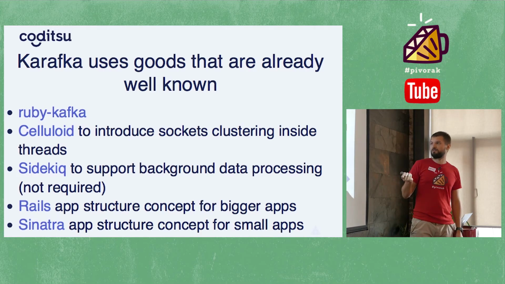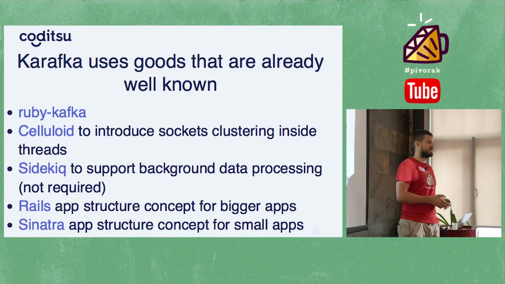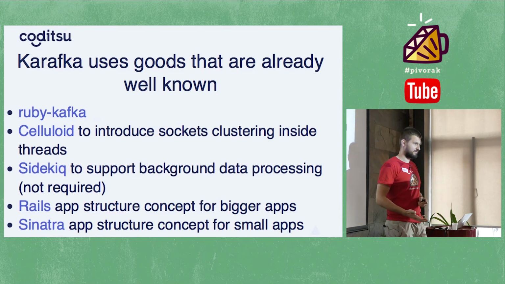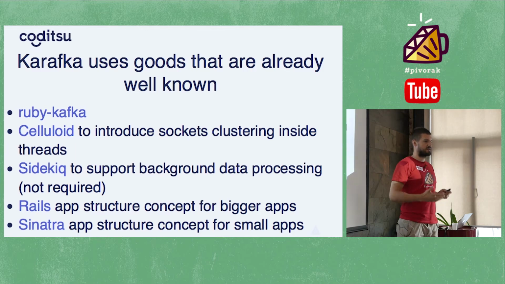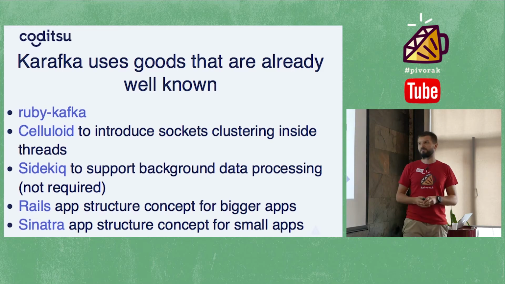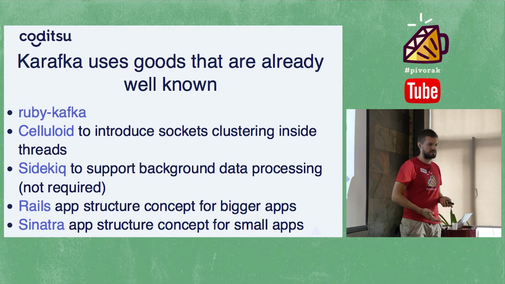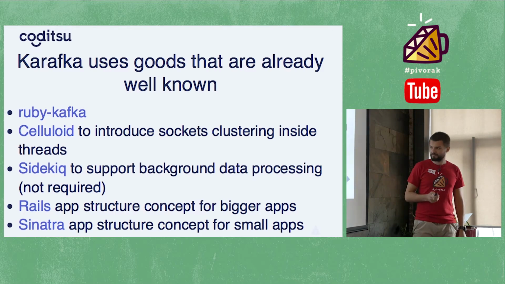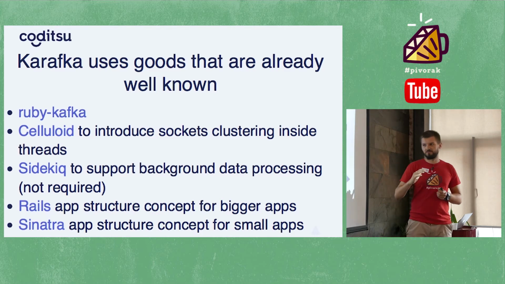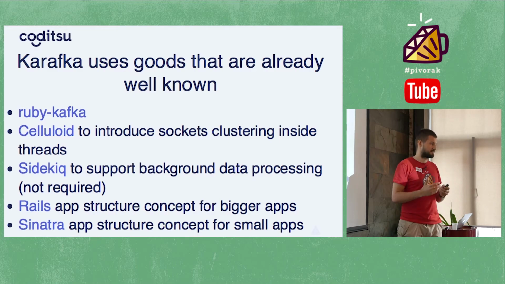I hope you know what Celluloid is. You probably use Sidekiq, you know Rails, you know Sinatra. So Karafka uses all of this stuff to provide a better experience working with Kafka. So you're not alone with problems. If you have some problems with Karafka, most of them come from either Sidekiq or Celluloid. You're able to Google it. You're able to figure it out. For bigger applications you can use a Rails-like structure. And if you have just, I don't know, one topic, two topics, you can just put it all into a single file, 25 up to, I don't know, 50 lines, and you get the job done.